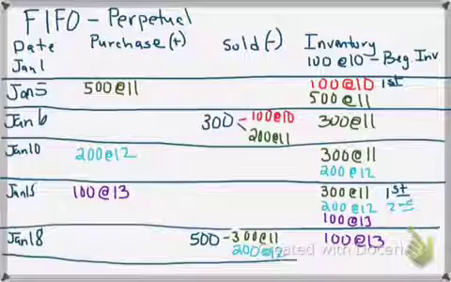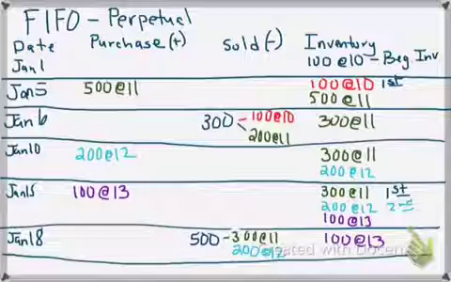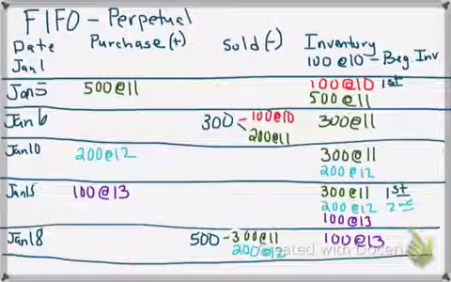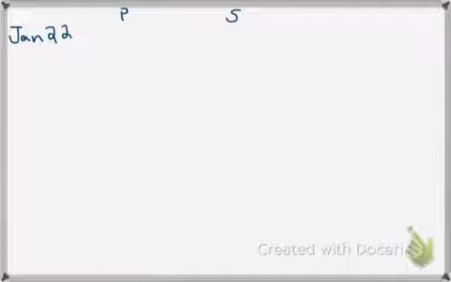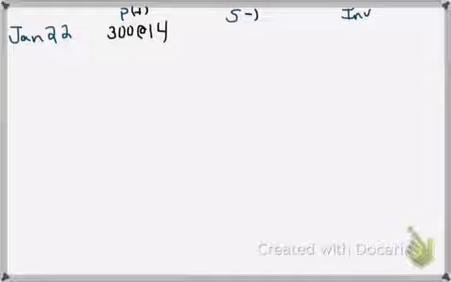So I would come in here, and I'm going to change pages for the next one. And so I'm going to January the 22nd. So I put the date, January the 22nd. Remember, I have a purchase column, I have a sales column, and then I have an inventory column. So for January the 22nd, I'm making a purchase of 300 at 14. So after that purchase, remember, my purchases get added, my sales get subtracted.